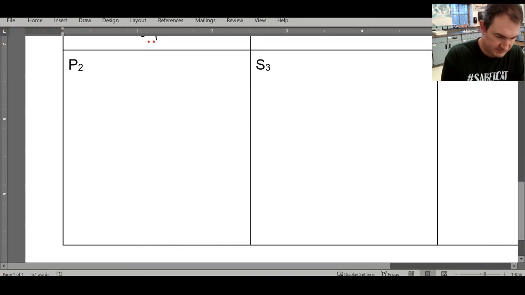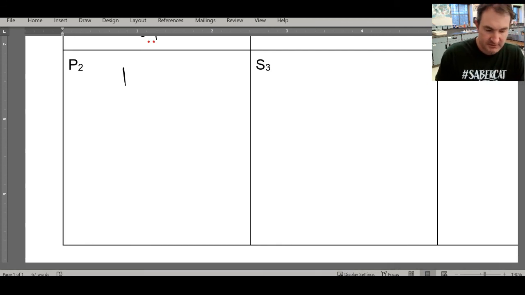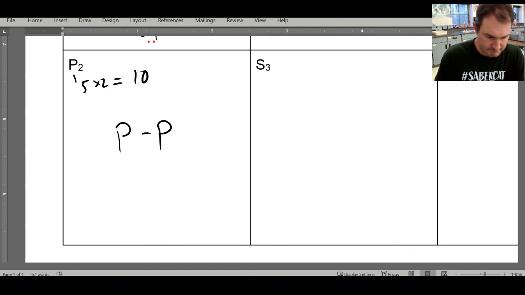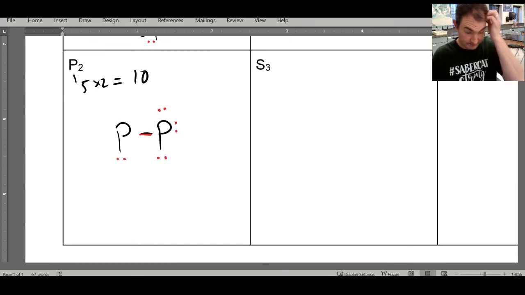All right, P2. This is phosphorus. Again, we only have 2 atoms bonded together, so we don't need to find a central atom. We can just do this to get us started. How many valence electrons do we have? Each phosphorus has 5. 5 times 2 is 10. All right. Now, let's put on the rest of the electrons. So I've got 2 in the bond here, 2, 4, 6, 8, 10.